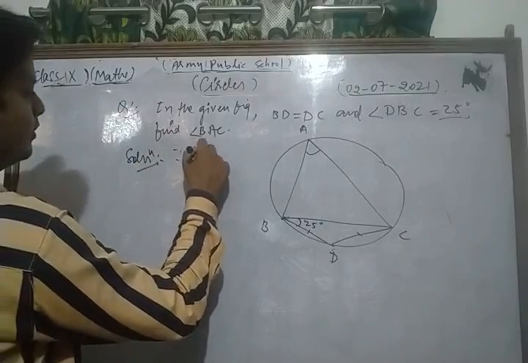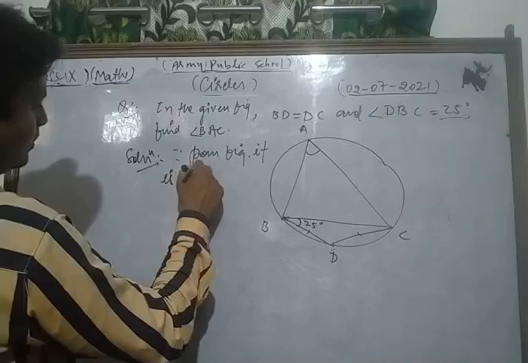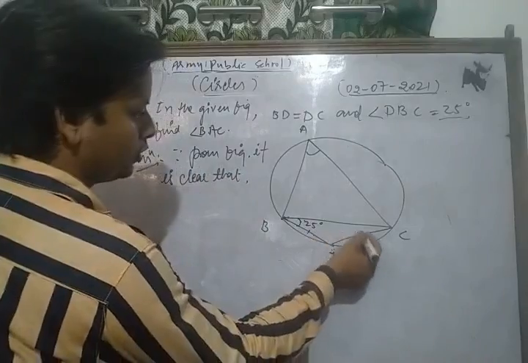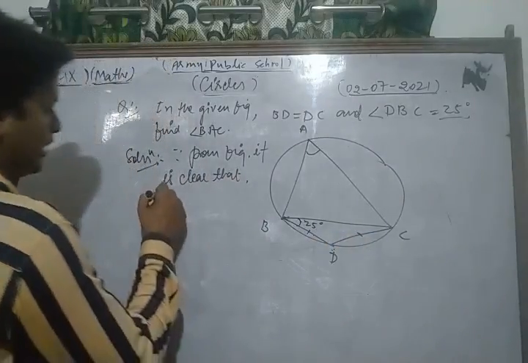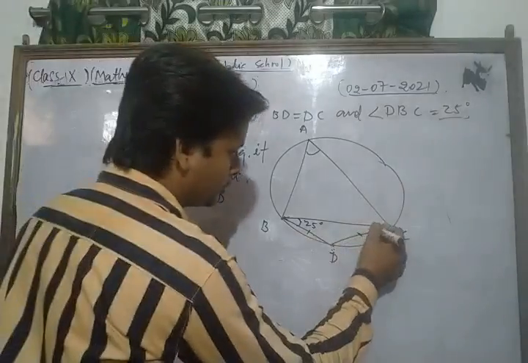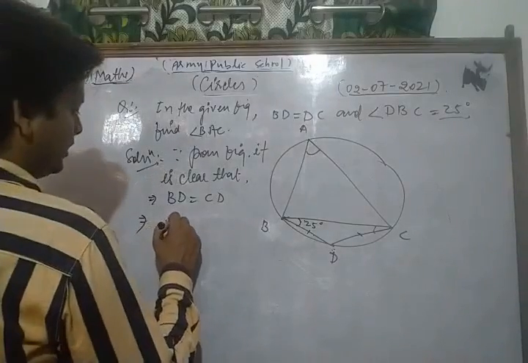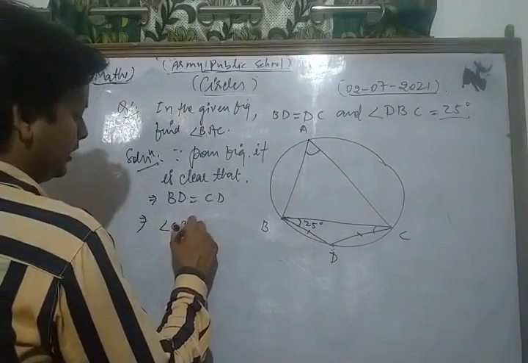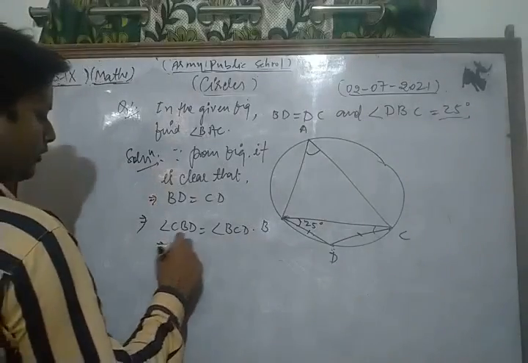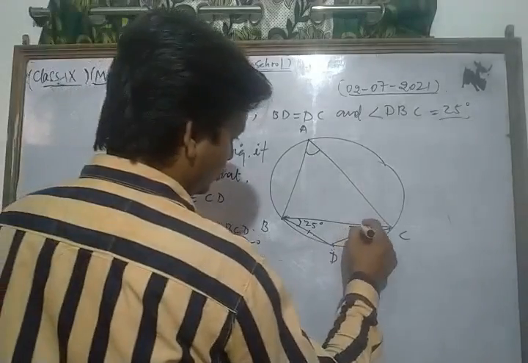Since from the figure it is clear that BD is equal to CD, it is given that side BD is equal to CD. We know that angles opposite to equal sides are also equal. That is, angle CBD is the same as angle BCD. So angle BCD is equal to 25 degrees.